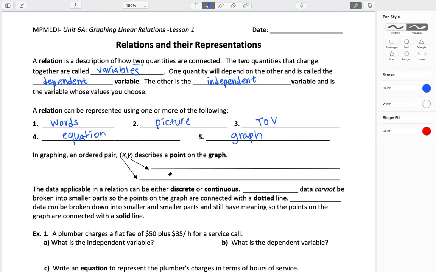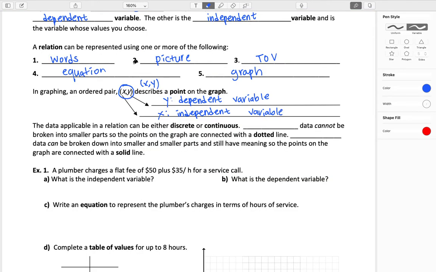Now in graphing, we call this an ordered pair, x, y. Or another word for ordered pair, we call it a coordinate. And it describes a point on the graph. So again, y is the dependent variable. On the other hand, x is the independent variable.